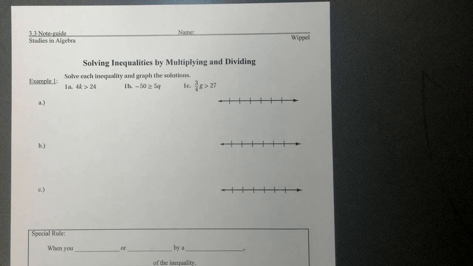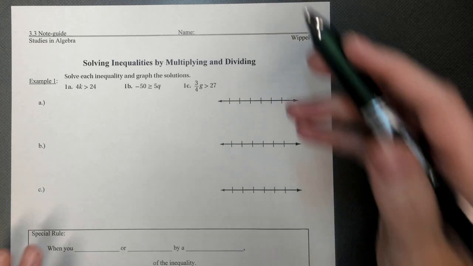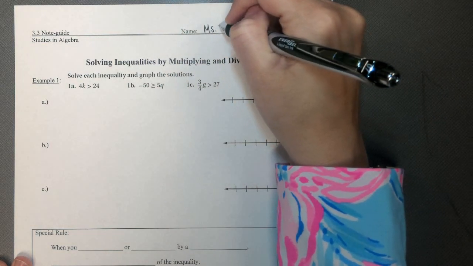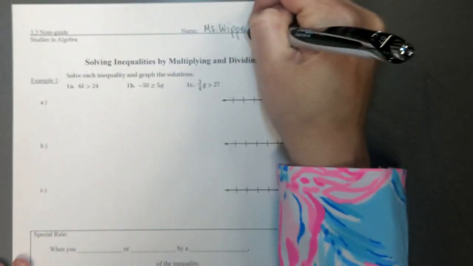Alright, so today we're going to solve inequalities by multiplying and dividing. Okay, so write your name at the top. Don't write my name. Sometimes people see my name and want to write it.